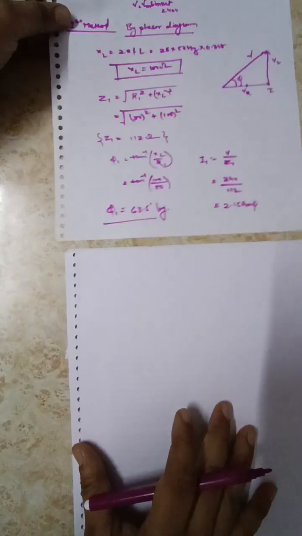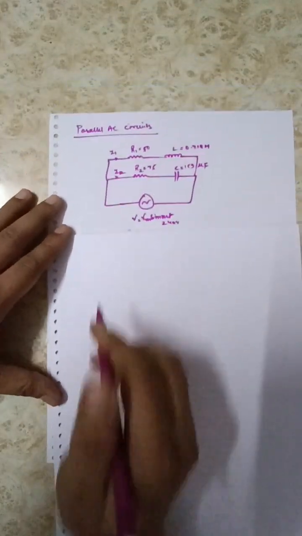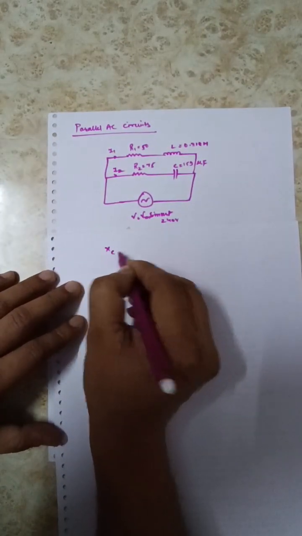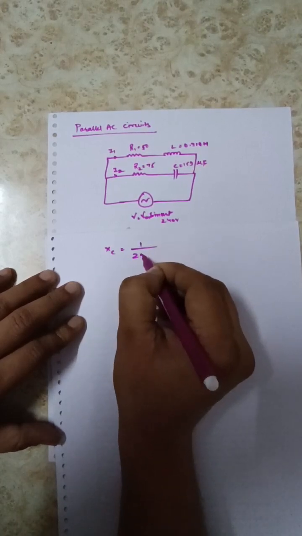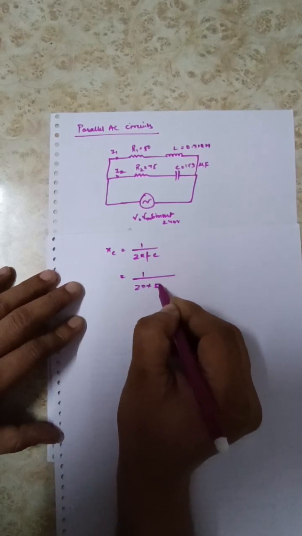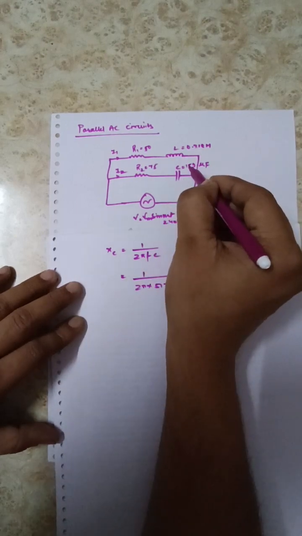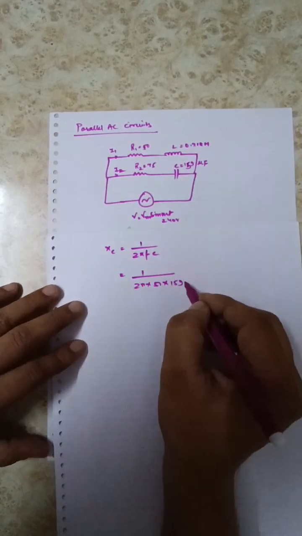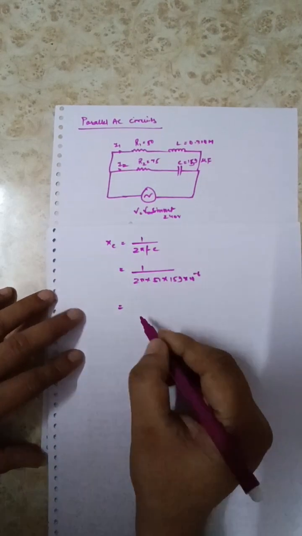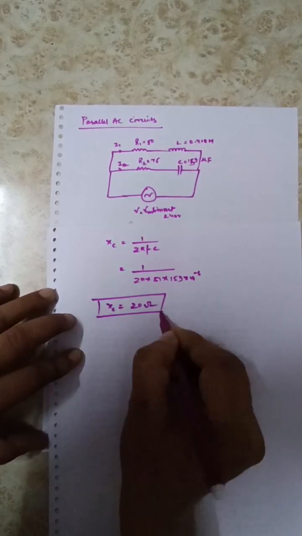First of all, let me calculate some parameters related to this question. Now, for the second branch, we have R2 and C. First we have to calculate XC, which is 1 upon 2 pi F into C. So 1 upon 2 pi into 50 into 159 microfarad, that is 159 into 10 raised to the power minus 6. XC will come out to be 20 ohm. First part is done.